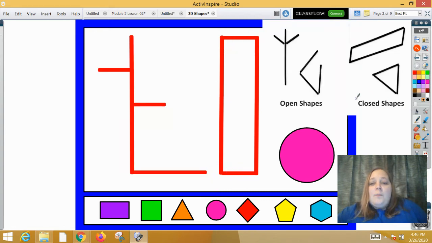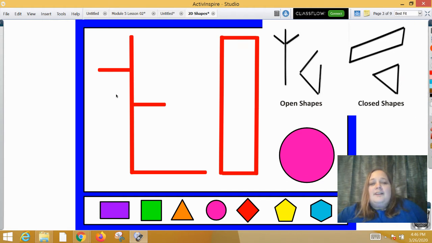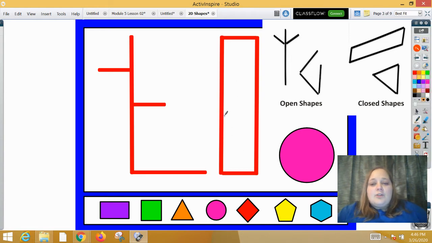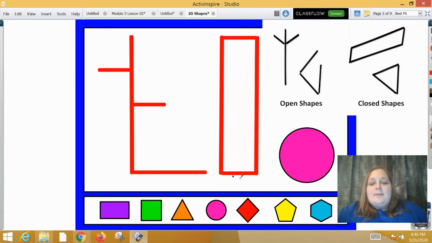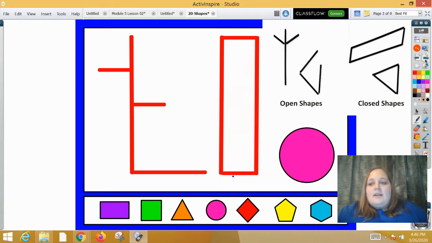We have open shapes and closed shapes. So take a look at the picture. Which one is open? Good. These are open and these are closed. So if I were to put a pig in a pen and I didn't want him to escape, should I put him in an open shape or a closed shape? A closed shape. That's right, because if he's in a closed shape, he cannot get out. So anything I put inside of that closed shape cannot escape. It cannot get out.